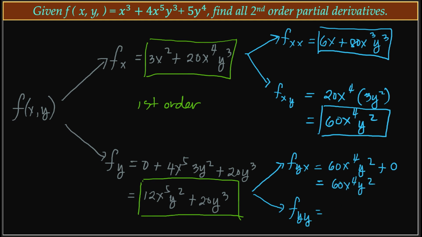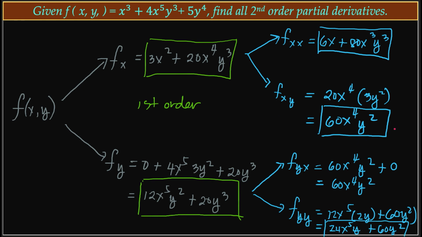However, in f sub yy, here lastly, we'll have 12x raised to the fifth power times the derivative with respect to y, that is 2y, plus with respect to y, so we have here 60, 20 times 3 is 60y squared. Okay, so finally we will have here 24, 12 times 2 is 24, 24x raised to the fifth power y plus 60y squared. So this is our final answer.